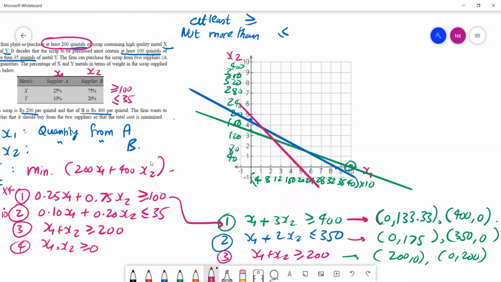So which will be our main focus in this? Which will be our feasible region in this entire set of the lines?